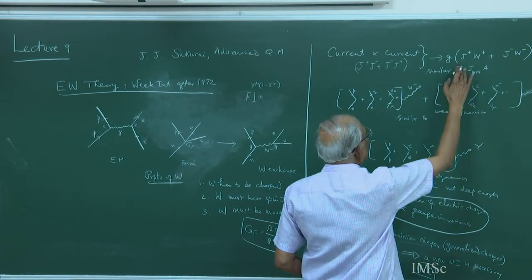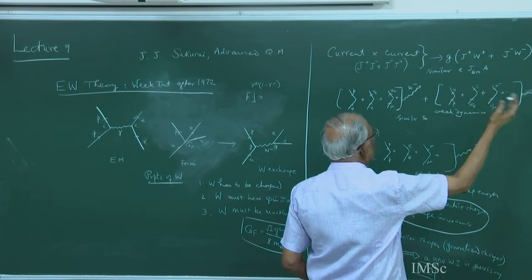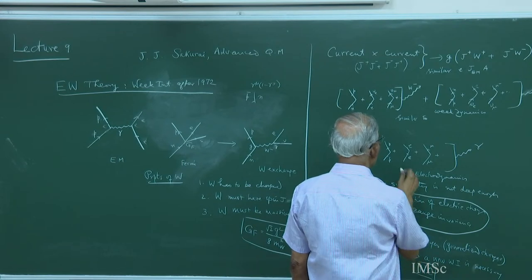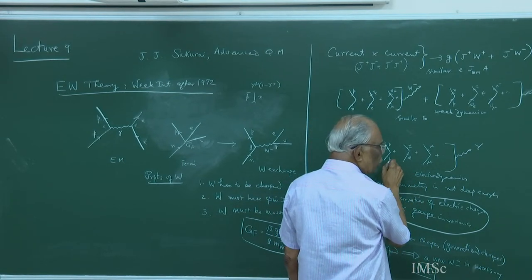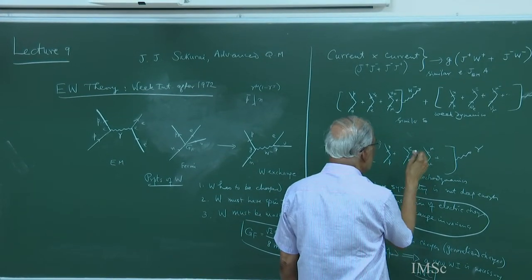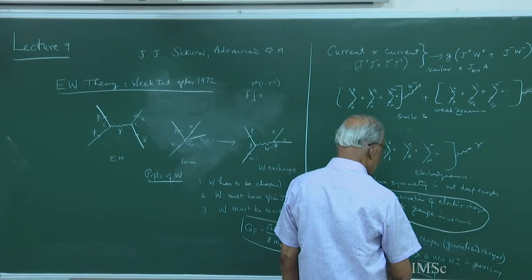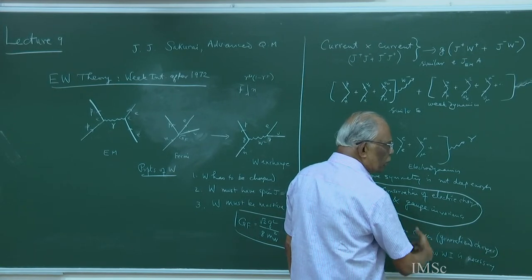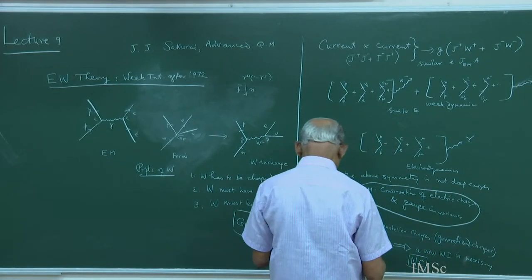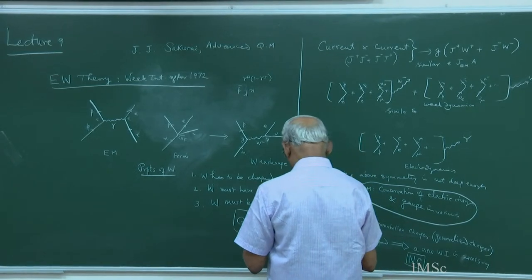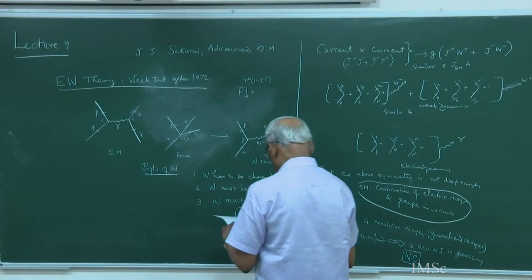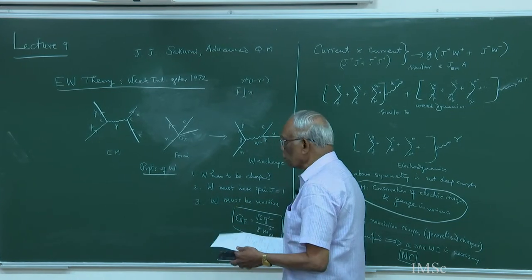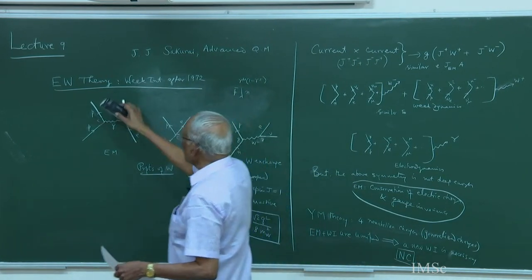Remember, these are charge raising or charge lowering, simply called charged current. And in contrast, the electromagnetism itself does not change the charge. So it is in some sense a neutral current. A similar neutral current in the weak interaction sector exists, and it was discovered after the development of the electroweak theory. So let me now write down that theory. That is the electroweak theory.